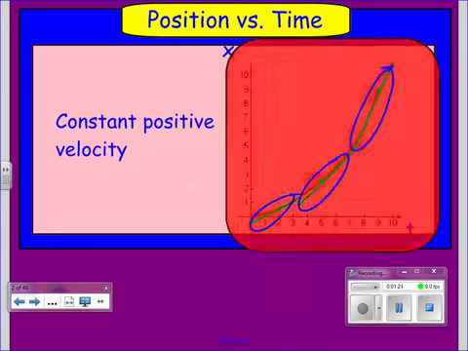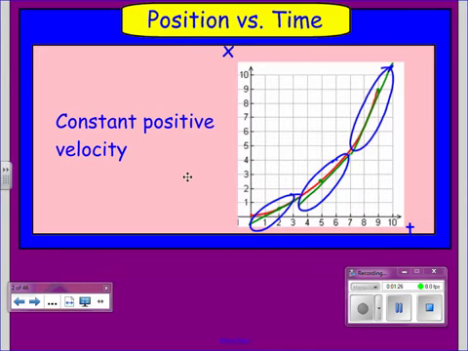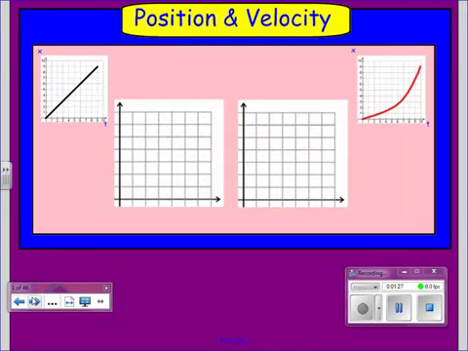So in this second graph, we can see that the velocity is changing at a constant rate. This is known as acceleration.